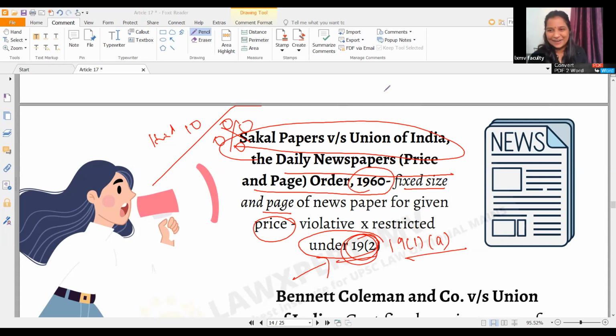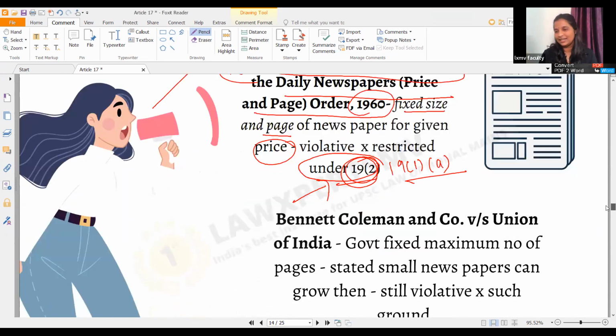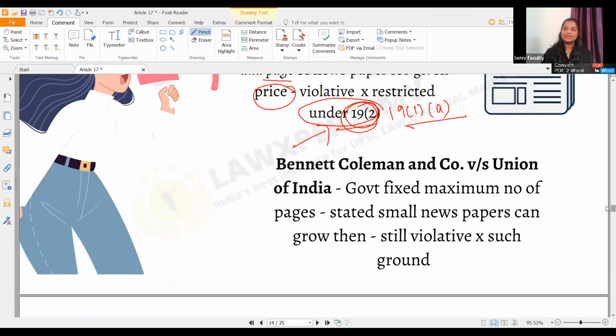Someone is putting that they'll be very happy if The Hindu is restricted to 10 pages. Yeah, even myself. Okay. But it cannot be done because it is violating Article 19(1)(a). Now we'll go to the next case law.